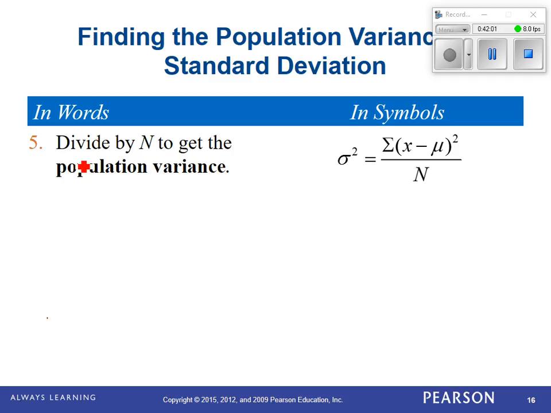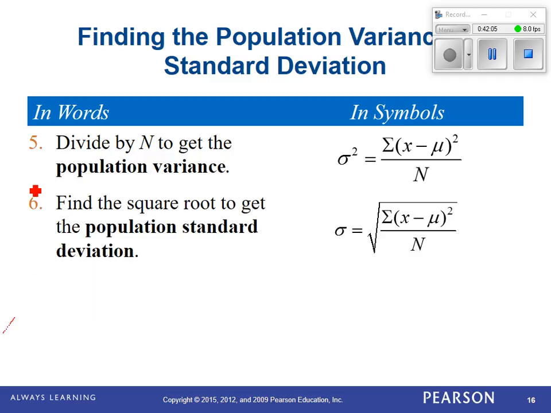Once we find the variance, the next thing we do is find the standard deviation. The way we find the standard deviation, we just take that number and take the square root. Somebody help me out with the square root of 2.9. 1.7. That's your standard deviation.